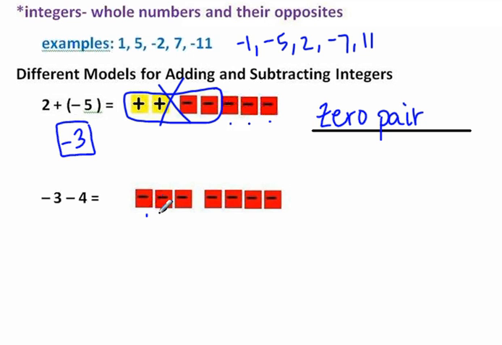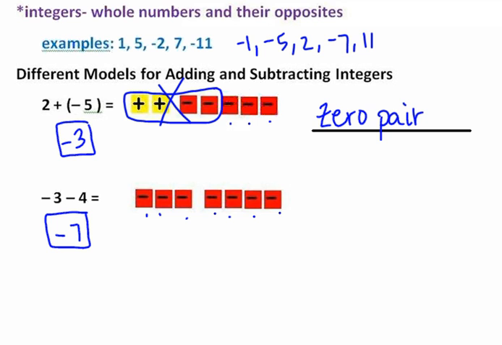In this second question, I've got -3 subtract 4. Well, that's 3 negatives and then 4 more negatives, which gives me a total of -7. Nothing in this one pairs up to cancel out because there are no positives here. So this is a total of -7.